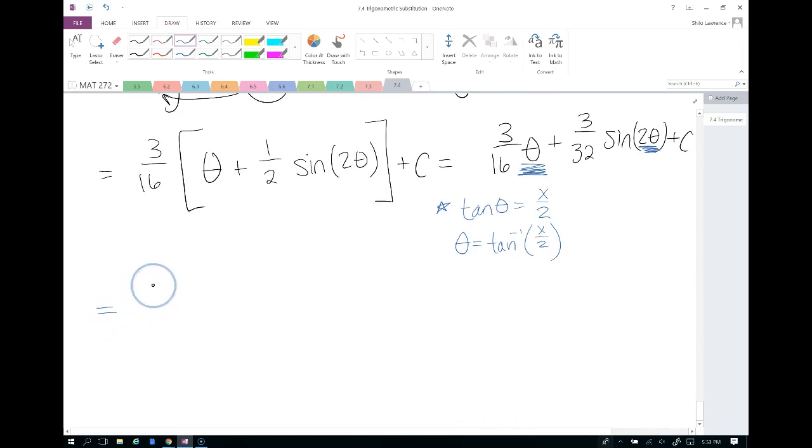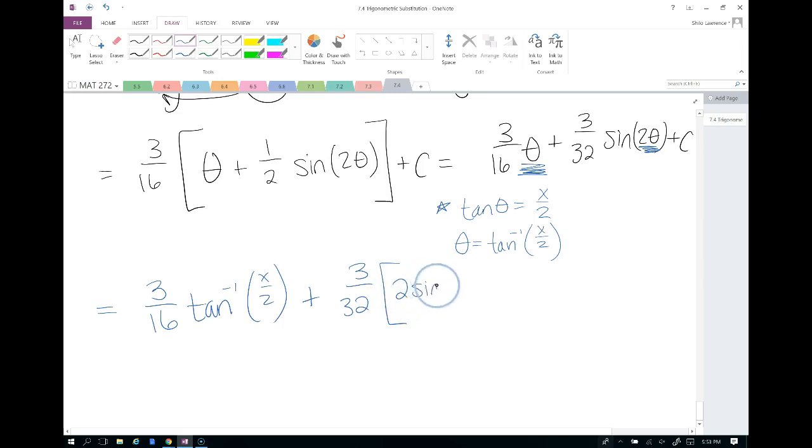So now I've got 3/16 tan inverse of x over 2. That piece is done and ready to go. That's half of our answer. But for the second piece, we're going to have to replace sine 2 theta with its double angle identity, which is 2 sine theta cosine theta.